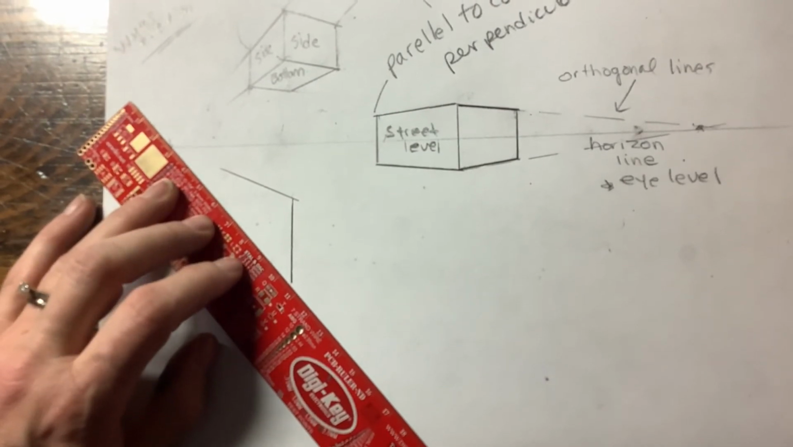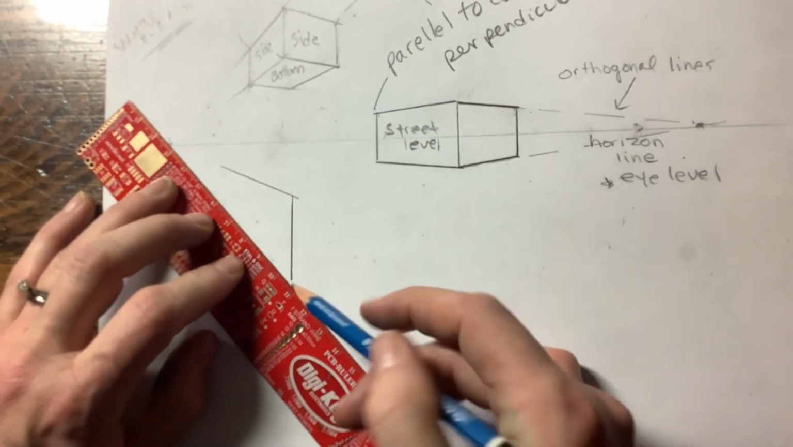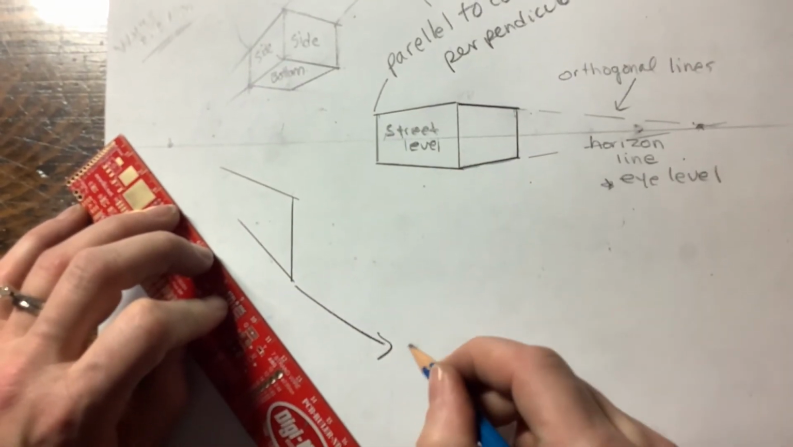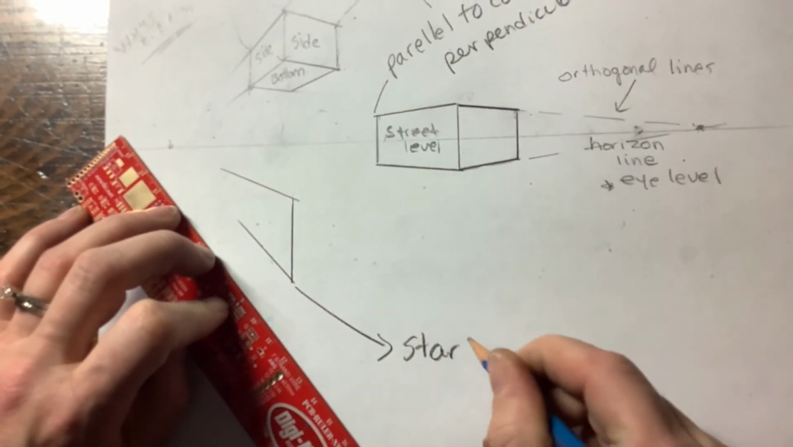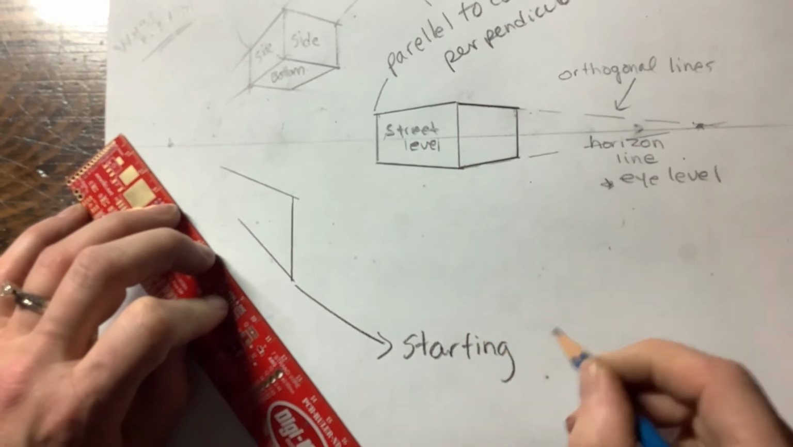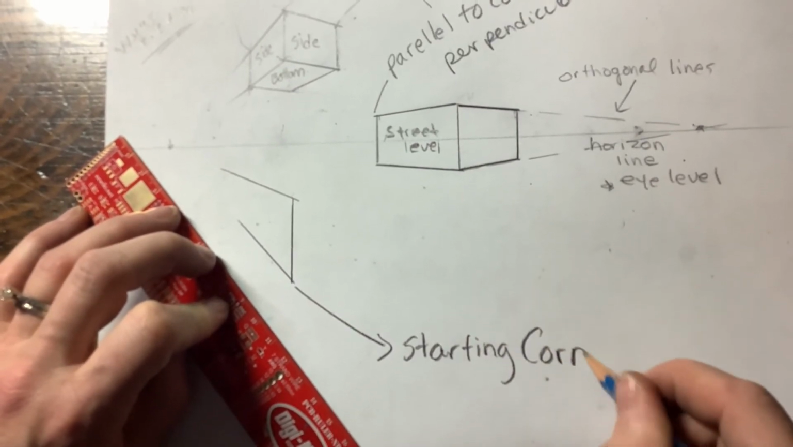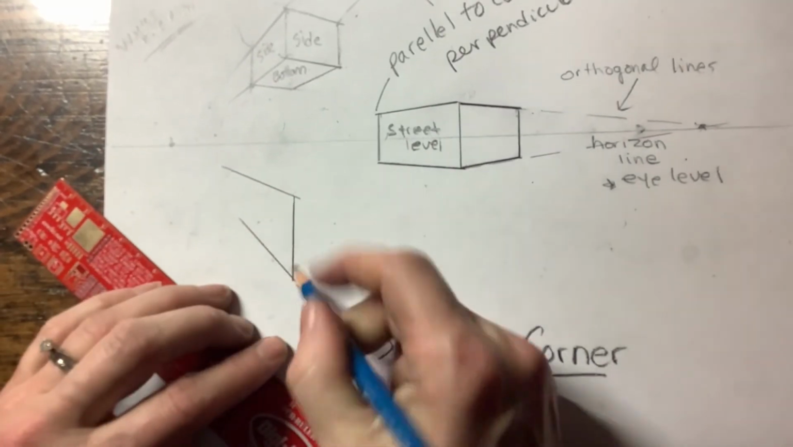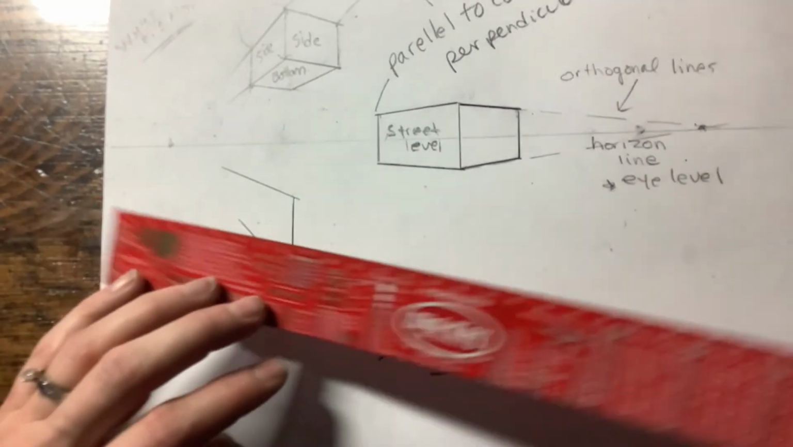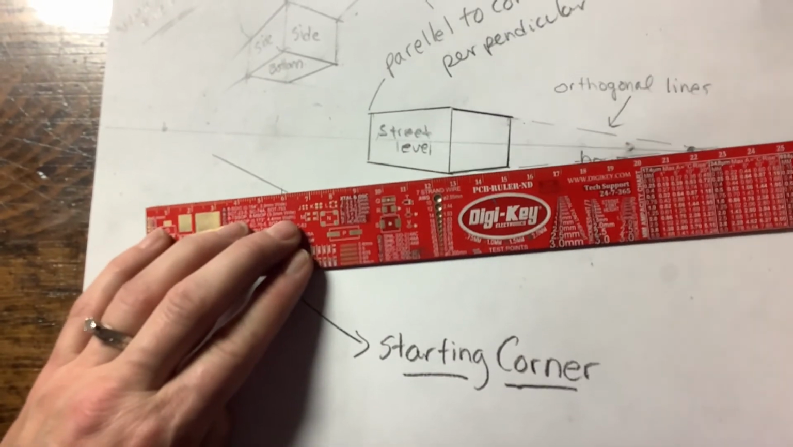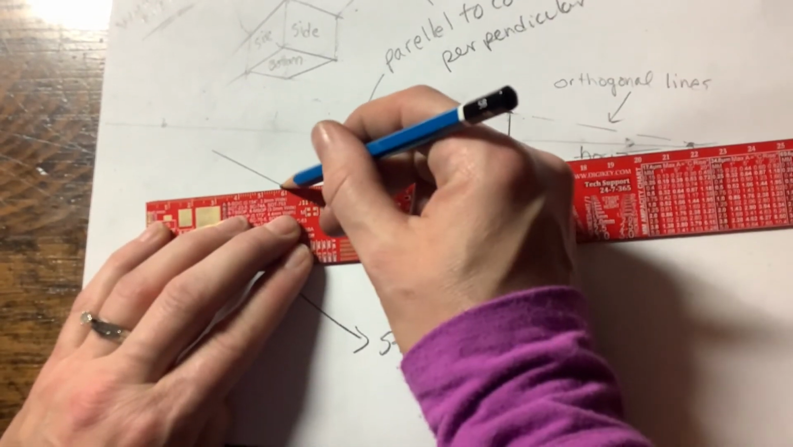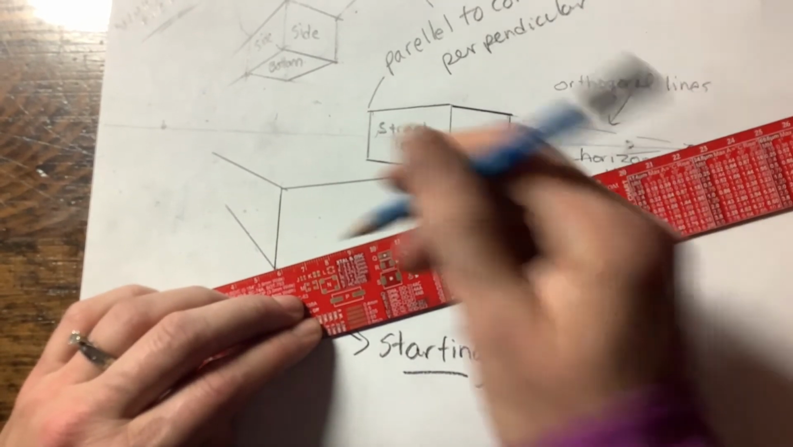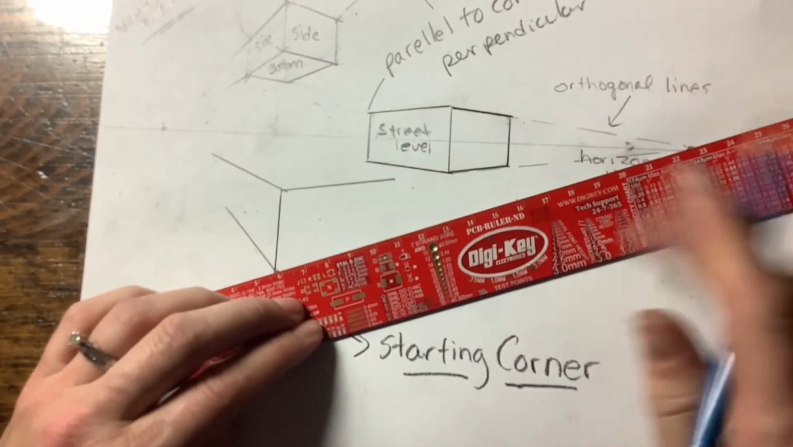So I'm just connecting my starting corner. I'm going to label that for you. Starting corner. So that reminds you that's where you should start. Okay, right there. And then I'm going to draw my orthogonal lines, which is pretty much just the top and the bottom of the box, or the shape, or whatever I'm doing.